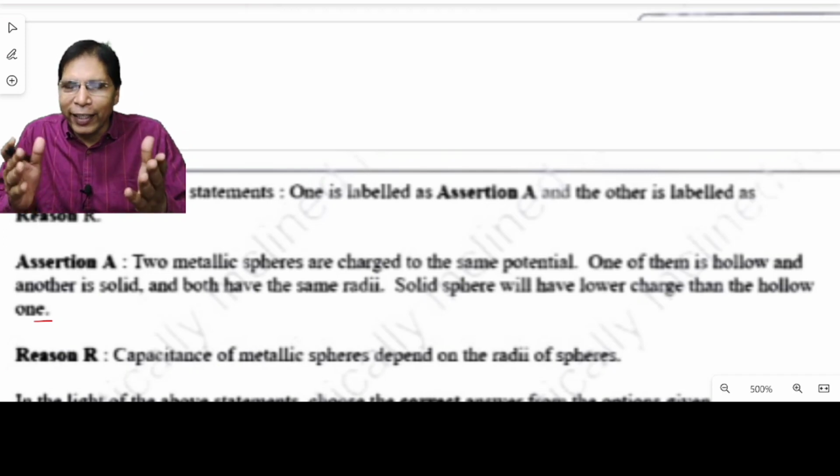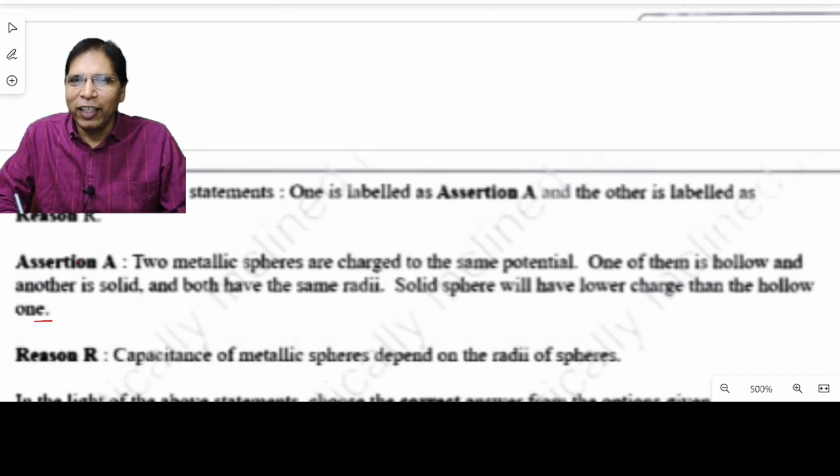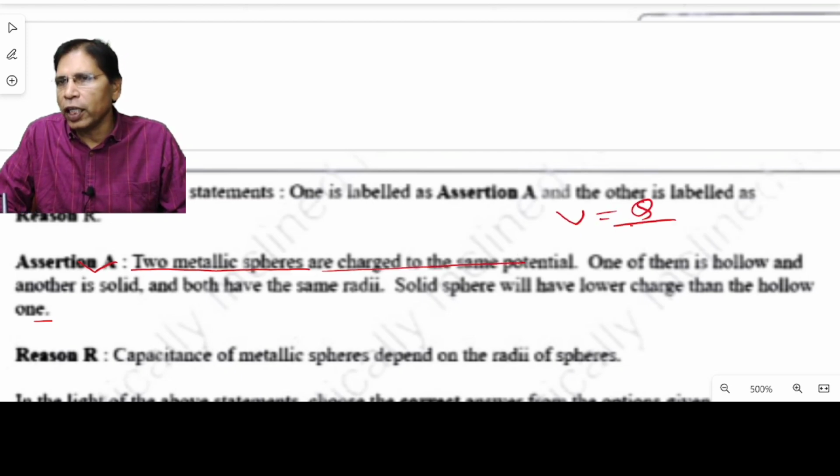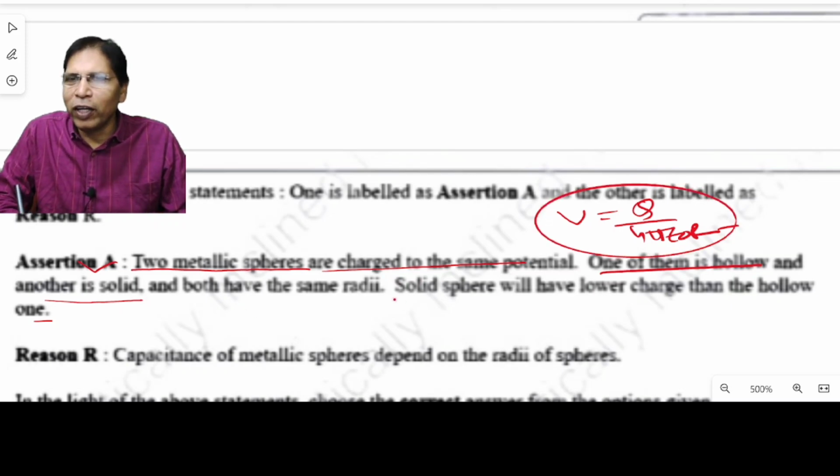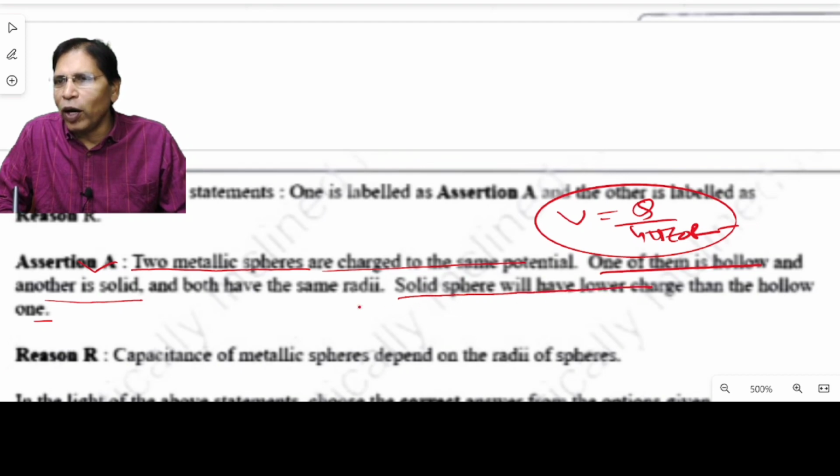Now, assertion reasoning type question. Assertion A: two metallic spheres are charged to the same potential, V equals Q by 4 pi epsilon naught R. One of them is hollow and another is solid. Both the solid sphere and hollow sphere have potential V equals Q by 4 pi epsilon naught R. The solid sphere will have lower charge than the hollow sphere? No, both have the same charge. So this is the wrong statement.